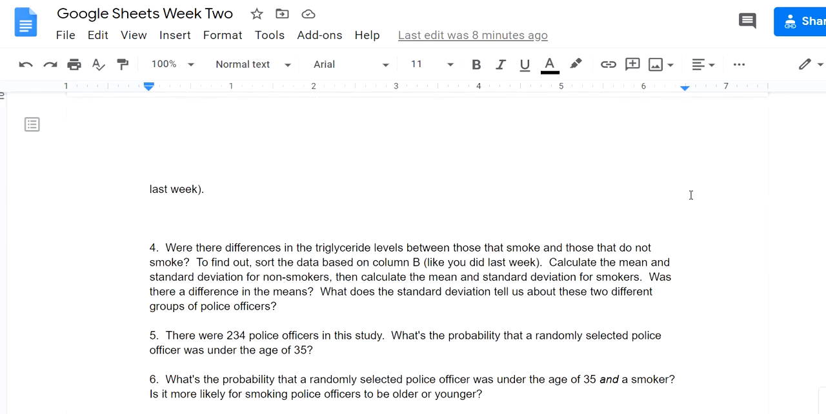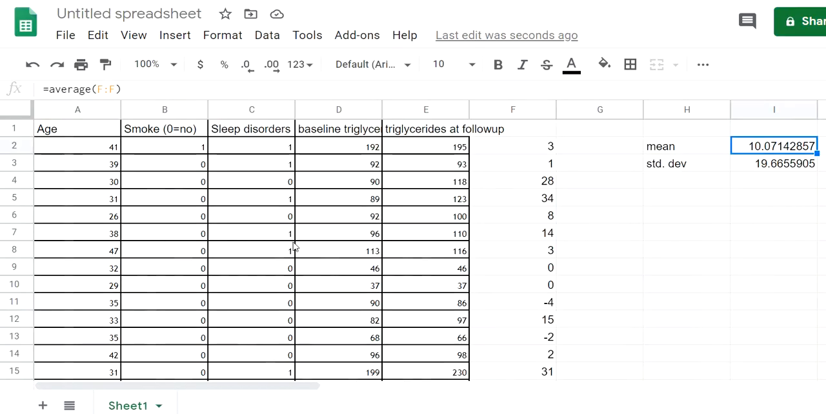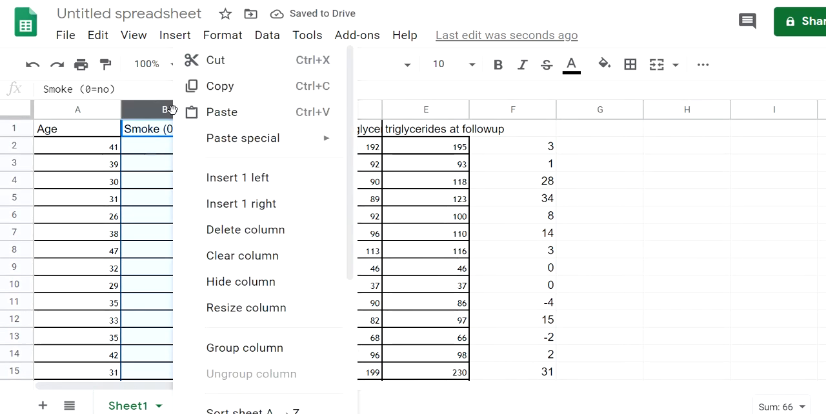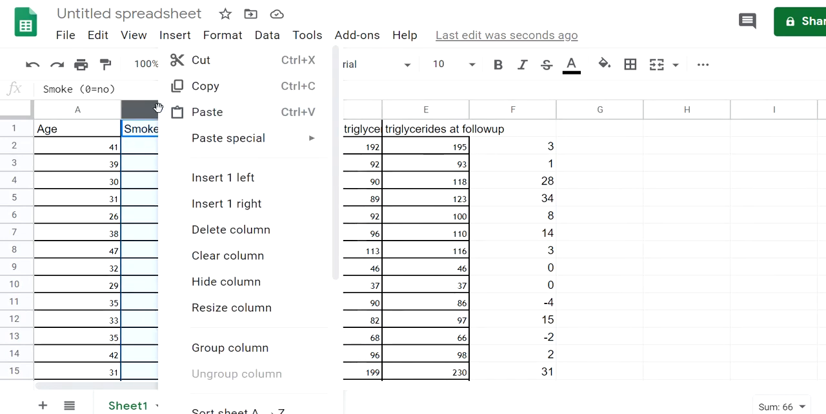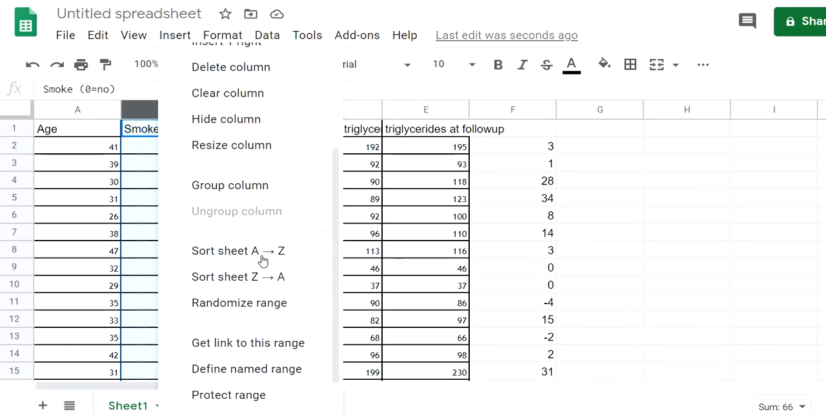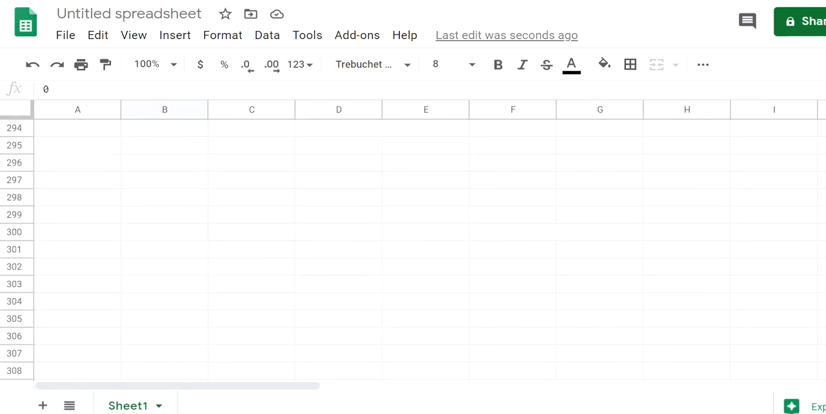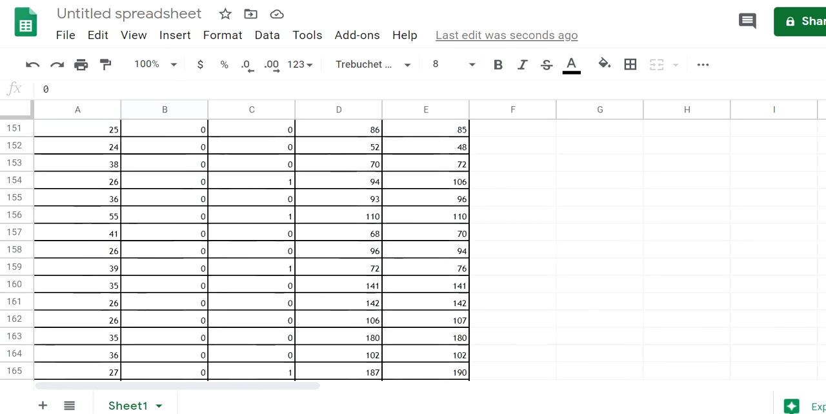Were there differences in the triglyceride levels between those that smoke and those that do not smoke? So that one is going to involve a sorting question, where you're going to want to do, as soon as my computer cooperates, there we go. For this part, you want to sort based on whether they're smokers. So you can just click the top of column B, right click, and then go down to sort sheet like we did last week. And now you've got the non-smokers, 0 is non-smokers here, and then you've got smokers down here. Okay, so you got 2 separate groups.